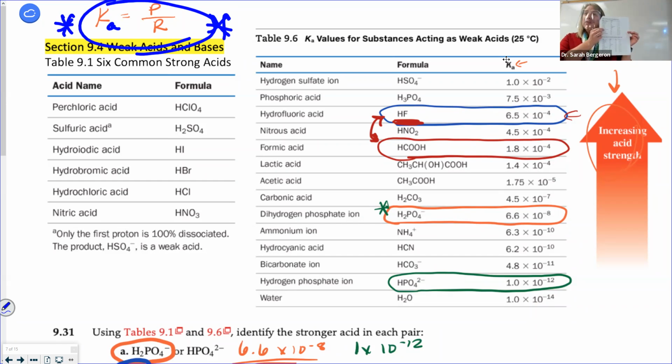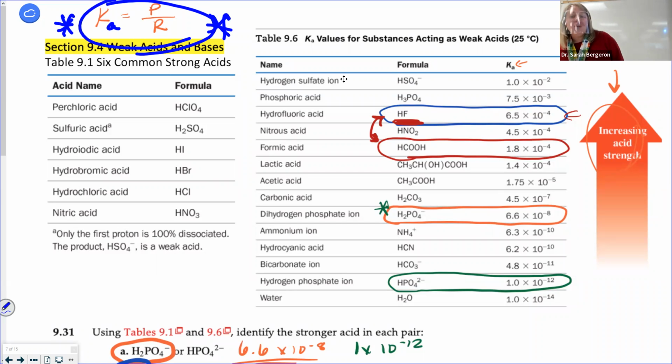Do you have this table on your best friend? Oh, very nice, right? But what is it missing? It's got all three columns, but what's it missing? This little arrow here. This little arrow tells you that as you go up the table, you have increasing acid strength. So what is the strongest acid on this weak acid table?